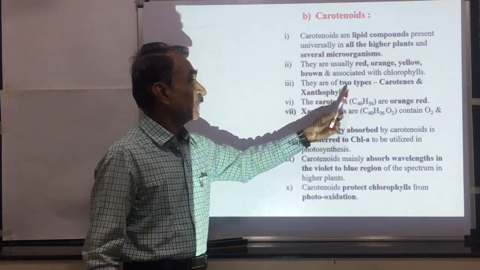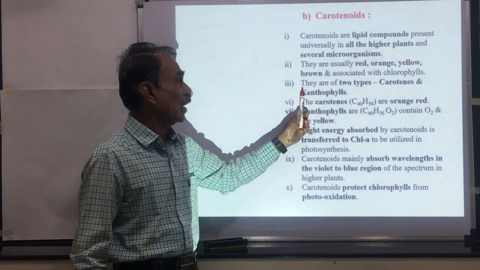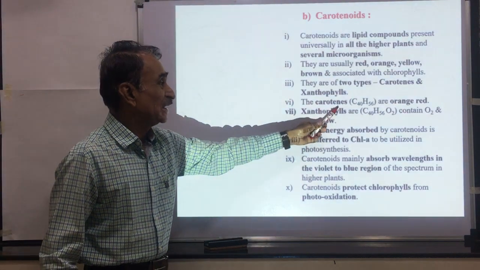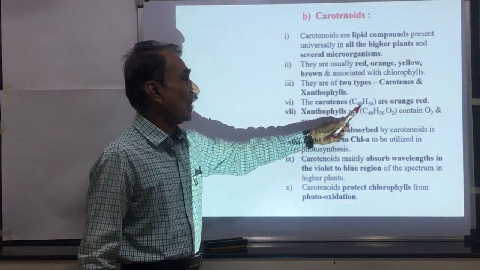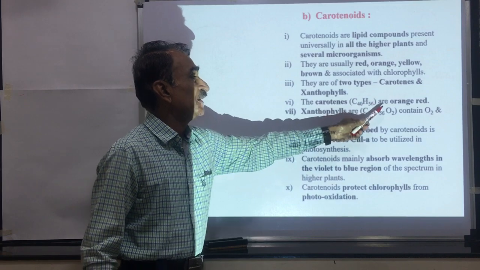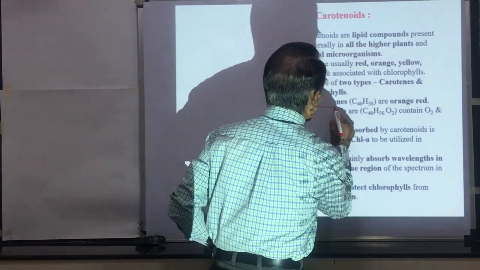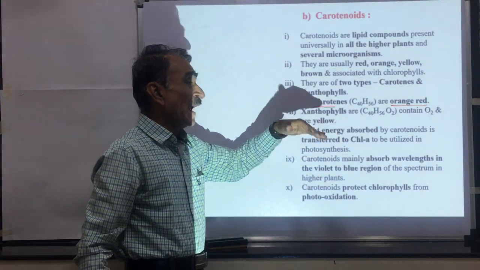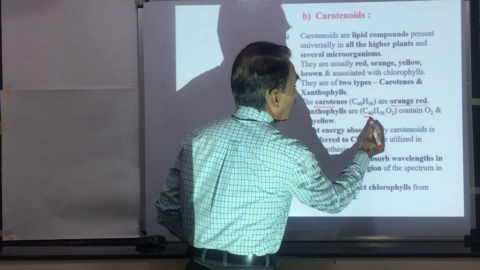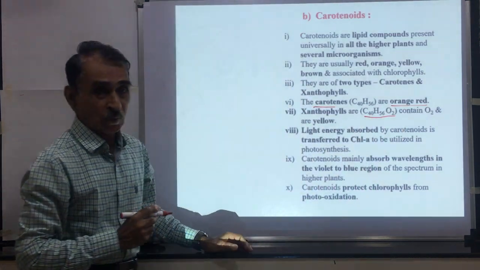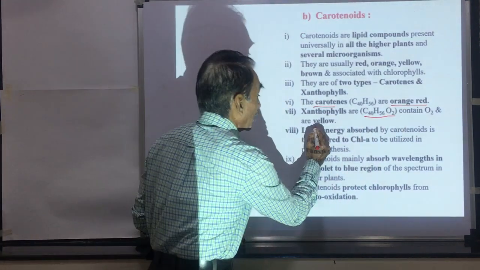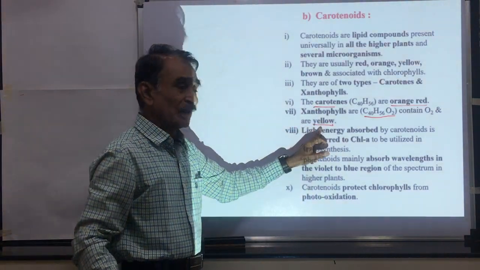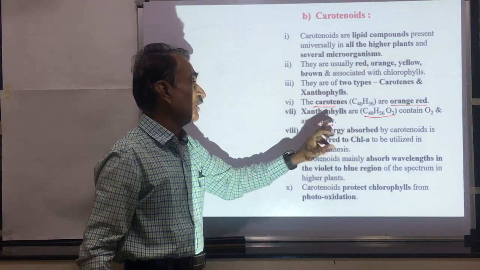Carotenoids are of two types, carotenes and xanthophylls. Carotenes have the formula C40H52 and are orange red, while xanthophylls have additional oxygen, that is C40H56O2, and are yellow in color. You can see carotenes are orange red, xanthophylls are yellow. Carotenes do not have oxygen, xanthophylls have oxygen.